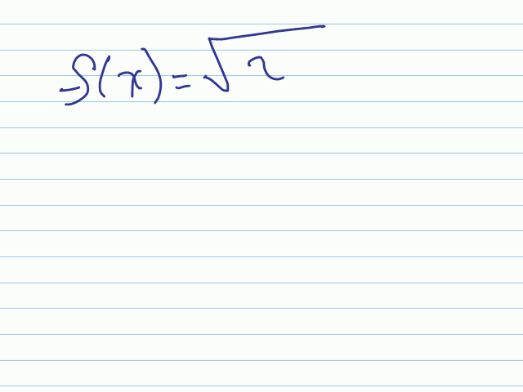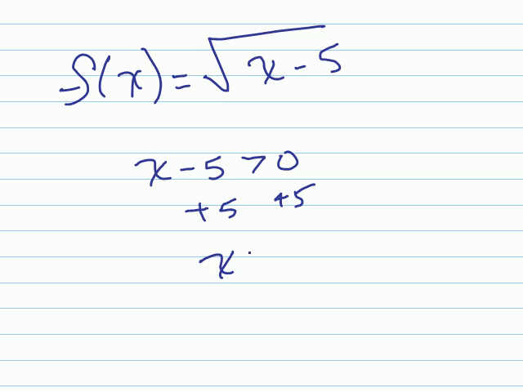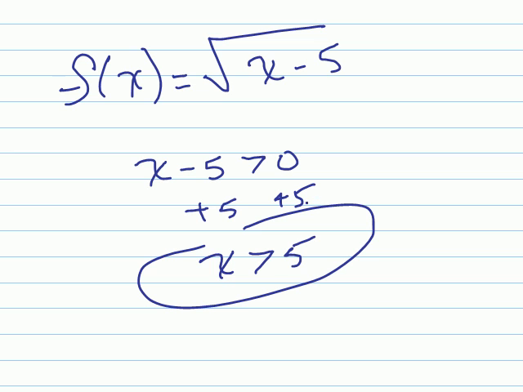In other words, say I had f of x equals the square root of x minus 5. Under that radical sign, I have to have a positive number. So I would have to solve for x minus 5 is greater than 0. Add 5 to each side, and I would get x is greater than 5. So anything I put in for x has to be greater than 5, so it'll give me a positive number. So my domain would be all real numbers greater than 5.